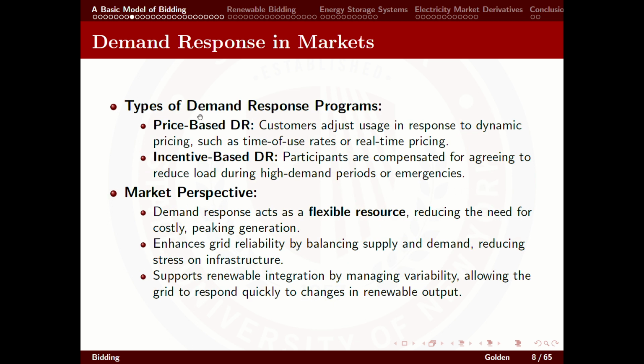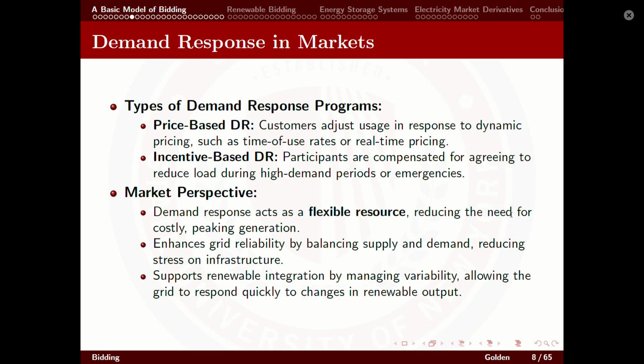So, types of demand response: you have price-based demand response, where customers adjust usage in response to dynamic pricing, such as time of use rates or real-time pricing. You have incentive-based demand response, where participants are compensated for agreeing to reduce load during high demand periods or emergencies. So price-based demand response is based on high prices, and consumers are rewarded based on how they reduce from normal. And then you have incentive-based demand response, where consumers cut off their electricity use when there's scarcity.